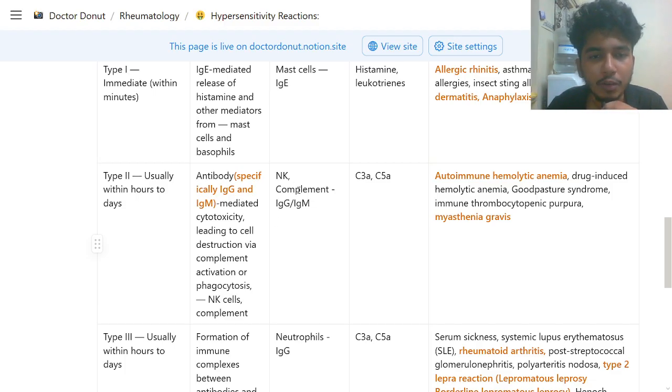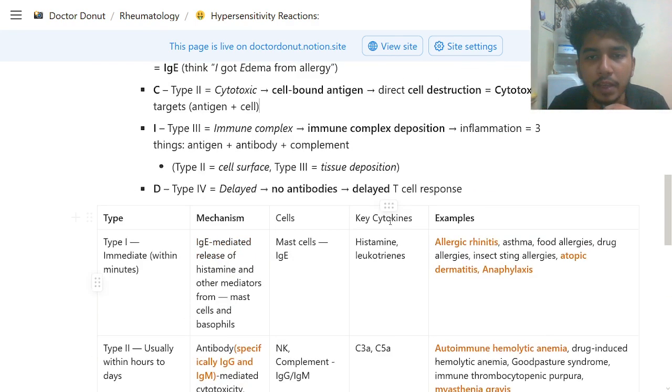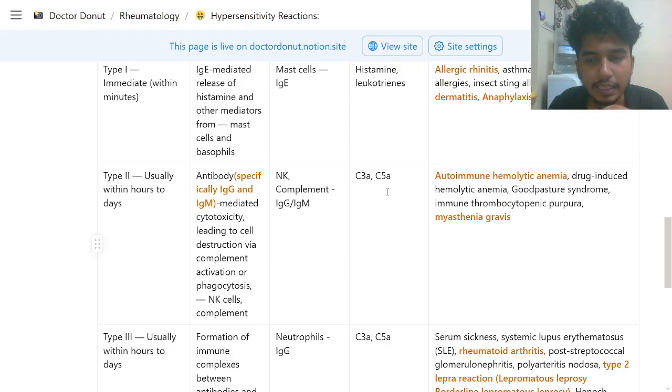So the cells involved are the natural killer cells and the complement system, and the antibodies involved are IgG and IgM. Here, the cytokines involved are C3a and C5a.